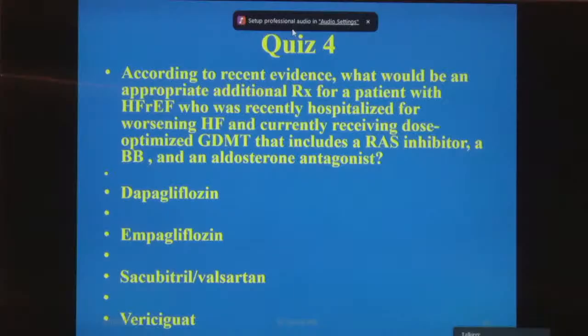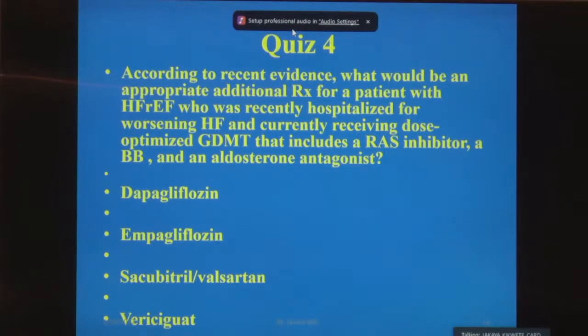Is the patient decompensated or not? I promise, no, I shouldn't promise, but another quiz. According to our recent evidence, what would be appropriate additional treatment for a patient in heart failure with reduced ejection fraction, hospitalized because of worsening, currently getting everything the guideline says: an RAS inhibitor, a beta blocker, and an MRA? So what would you give?